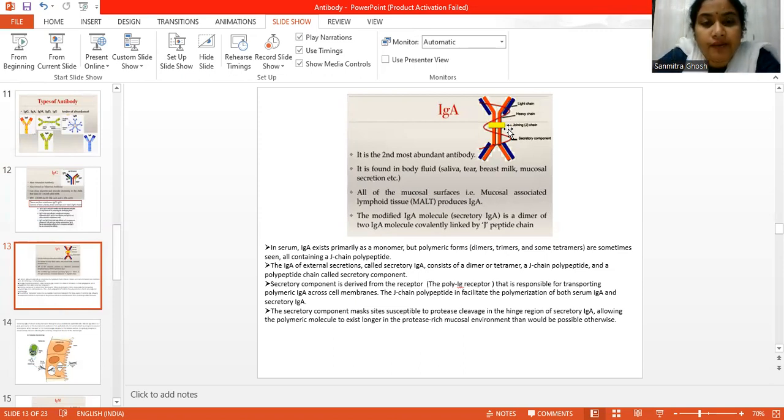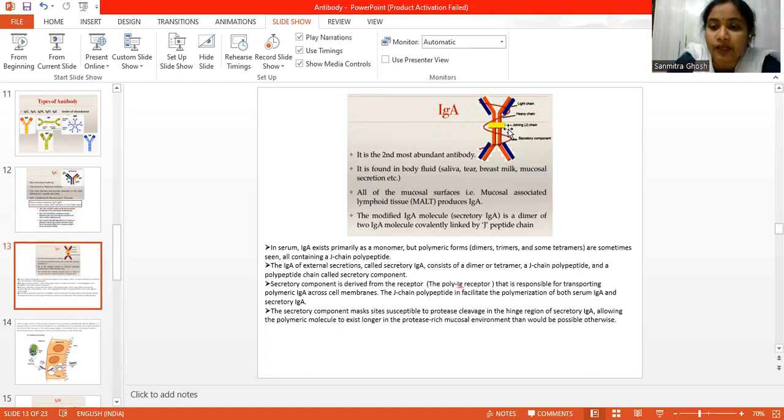Now, in the serum, primarily, when this IgA has been produced, as I mentioned before also, they are produced in the form of monomer. But the polymeric form, here we have shown the picture of the dimer, but it can be dimer, trimer, and sometimes tetramer formation. It is also observed in case of the IgA. So, multimeric form of the secreted version of IgA has been noticed.